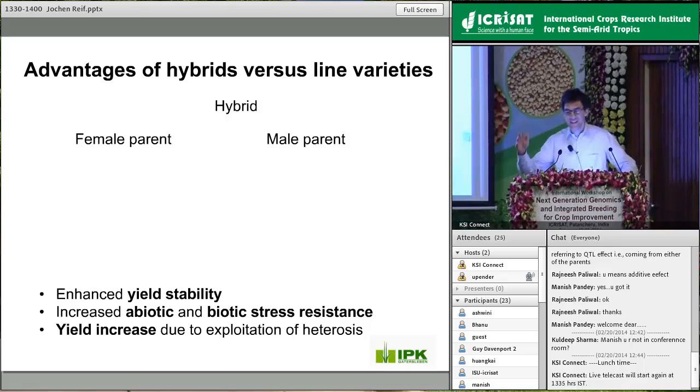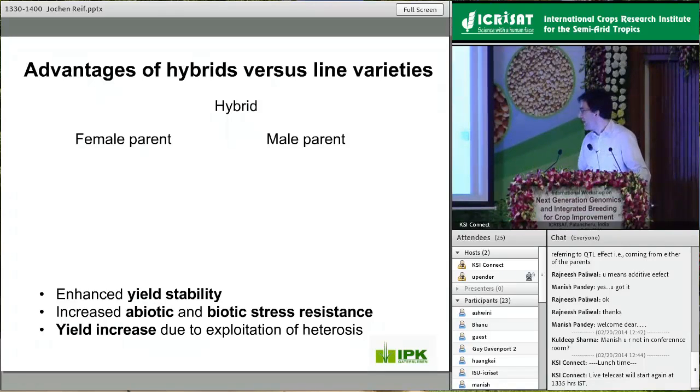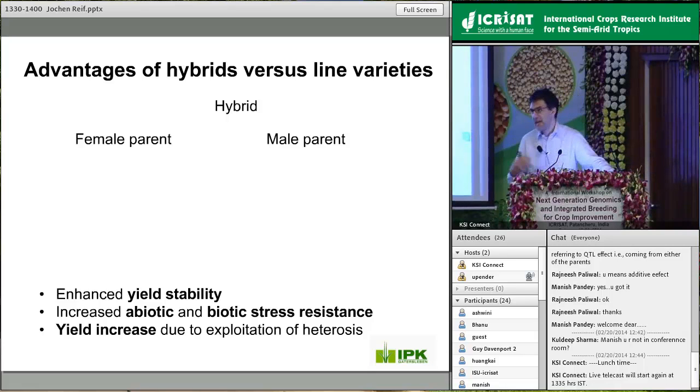So you all know that hybrid breeding is an unbelievable success story in several crops, such as maize, for instance. The reason for that success story is that in hybrids you actually exploit heterosis in a maximum way, and that leads to a dramatic yield increase compared to other variety types. In addition, hybrids have the advantage of higher abiotic and biotic stress resistance, and at the end of the day you also observe a higher yield stability in hybrids compared to other varieties.